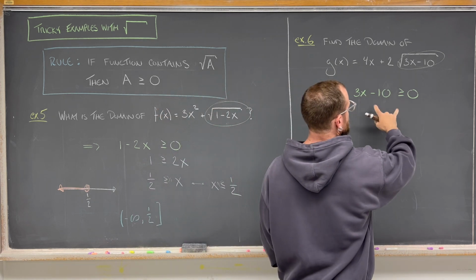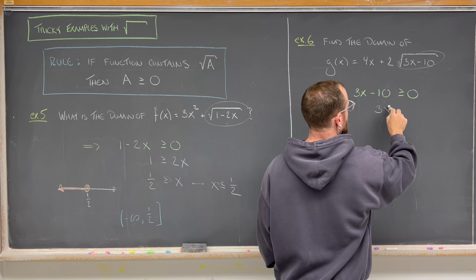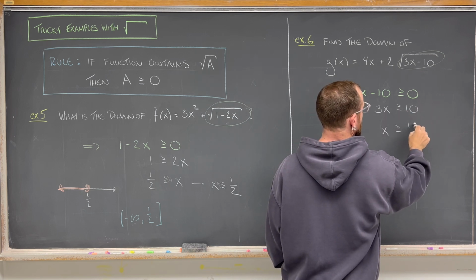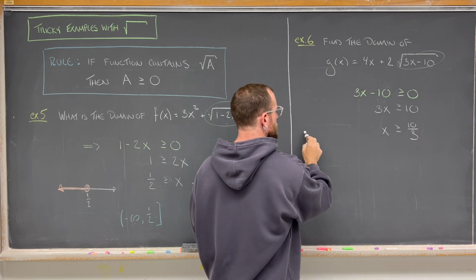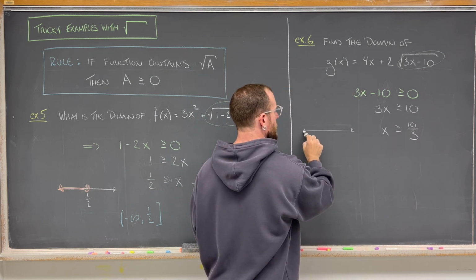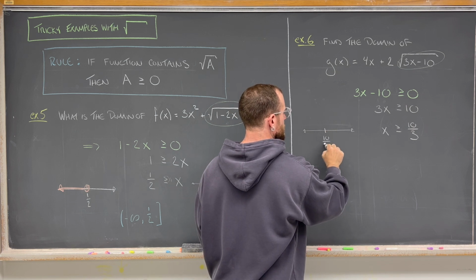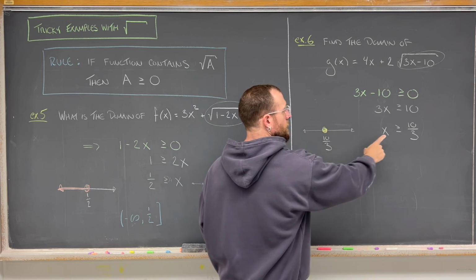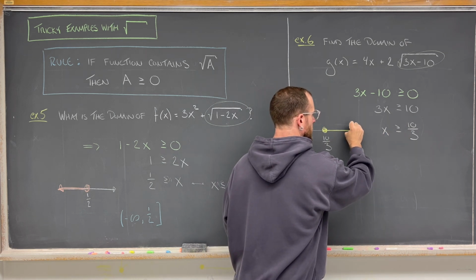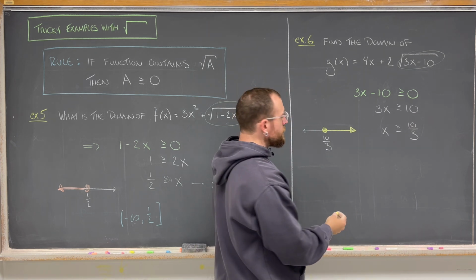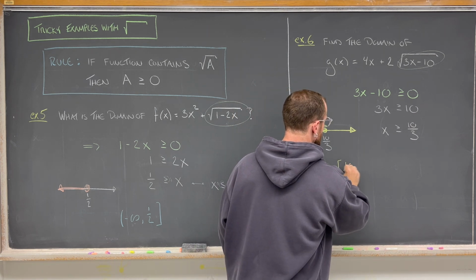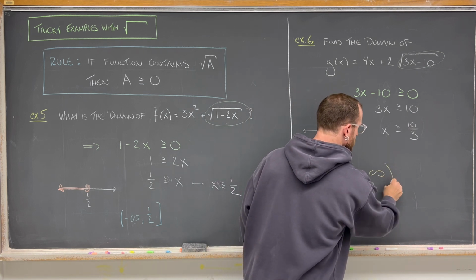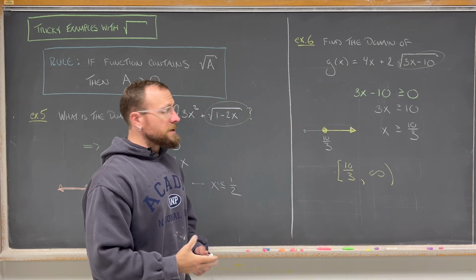And so I'm going to solve this similarly. I'm going to add 10 to both sides. I'll find out that 3x is greater than or equal to 10. So x must be greater than or equal to 10/3. If you want to, you can still continue to draw the graph. Show me where 10/3 is. If x is equal to 10/3, that's OK. Or if x is greater than 10/3, that's OK. So in interval notation, I would write this as 10/3 is the left endpoint, included. Infinity is the right endpoint, not included, never included. That's the answer here.